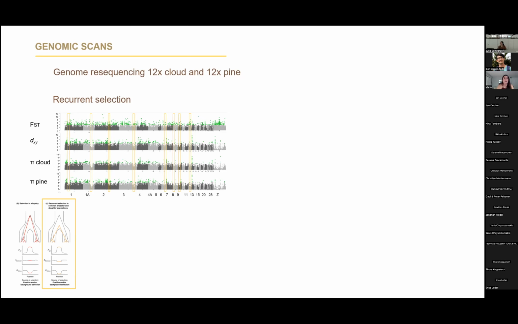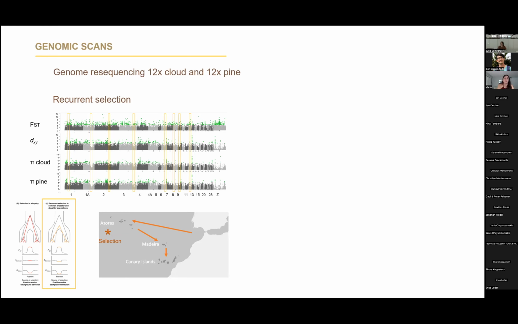ancestor, and then those regions are subsequently selected in the daughter populations, leaving this pattern of reduced genetic diversity and reduced absolute genomic divergence, and generating these peaks in relative divergence or FST. And this lines up with the story of this sequential colonization of the common chaffinch, where probably the strongest episode of selection took place in the Azores.